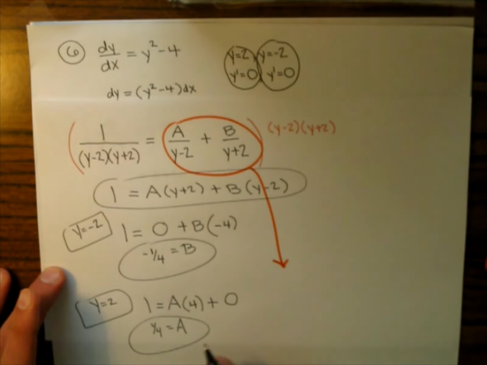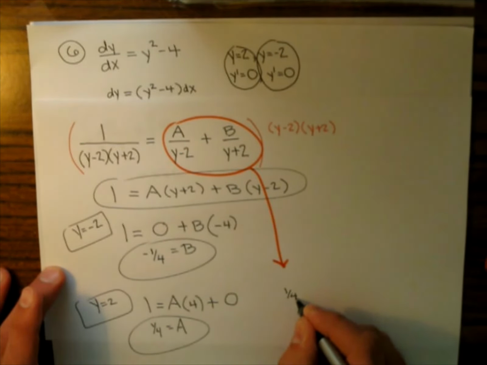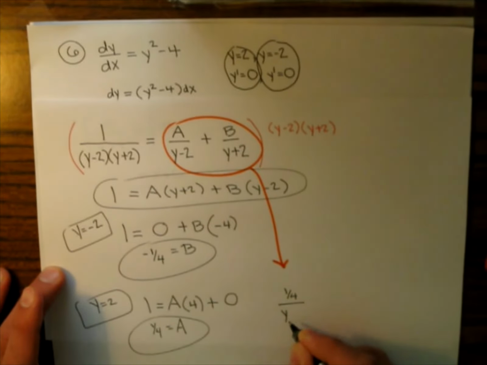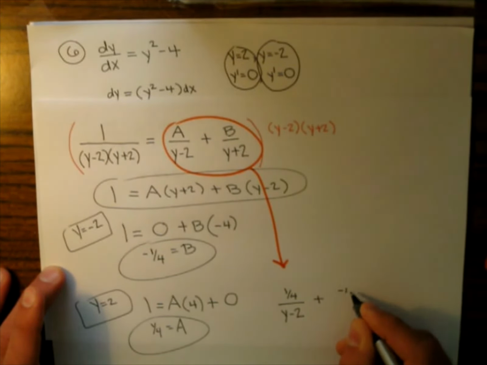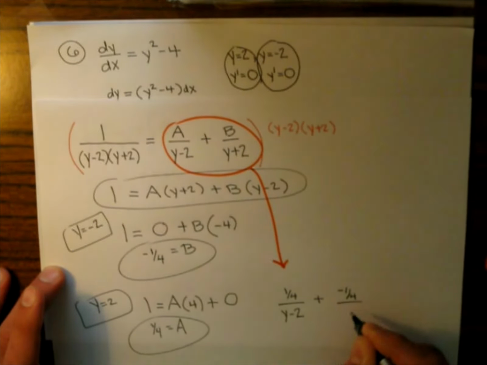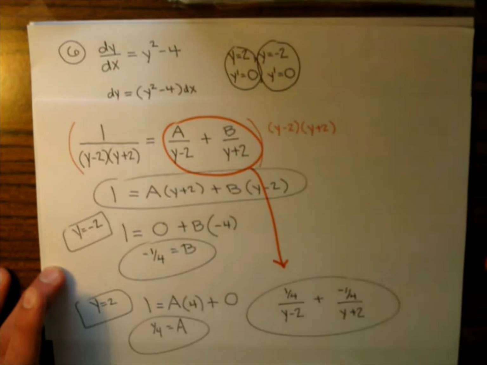So look at this. I have 1/4 over y minus 2. And then this is going to be plus a negative 1/4 over y plus 2. So that is what we have there.